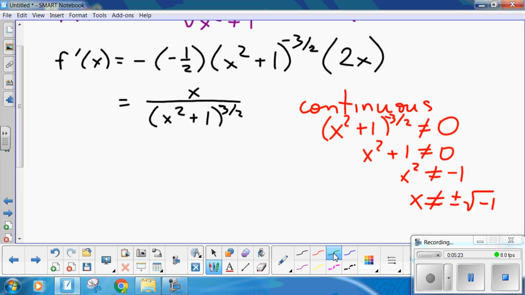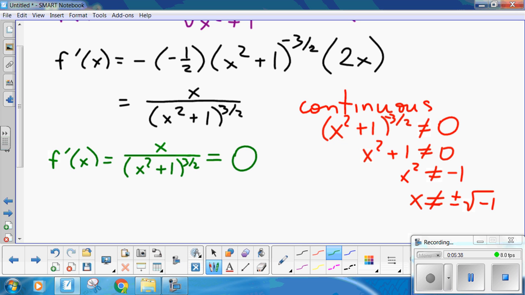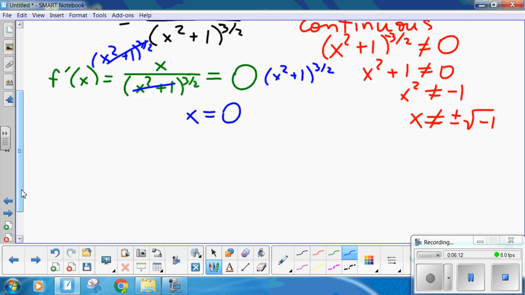Now, that means we've got to find where the derivative equals 0. So f prime. Now, can you imagine doing this without a calculator? Woohoo! All right, now, when does this equal 0? Well, I do know, because I figured it out. What do you do? You solve for x. So you multiply both sides by (x squared plus 1) to the 3 halves, and you get x equals 0. So you have one critical value when x equals 0. So all of a sudden, this big, ugly equation is pretty straightforward.